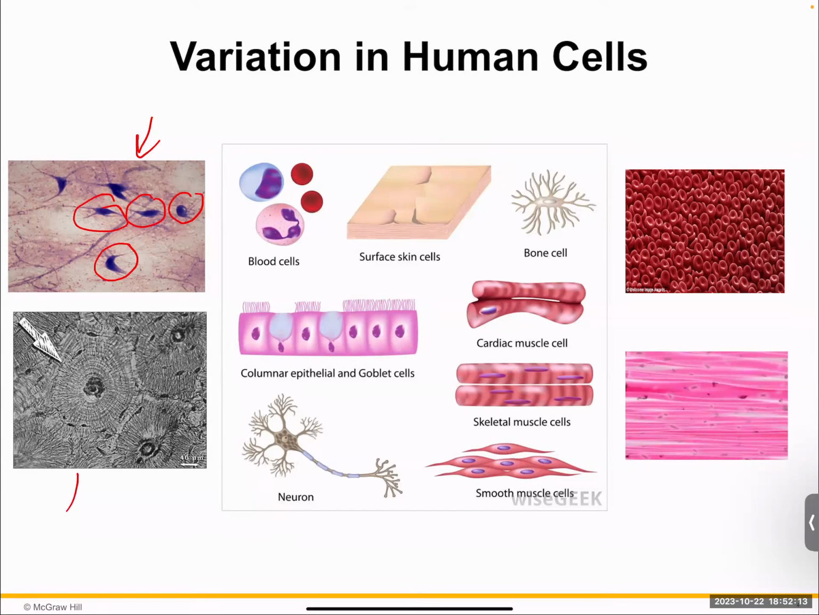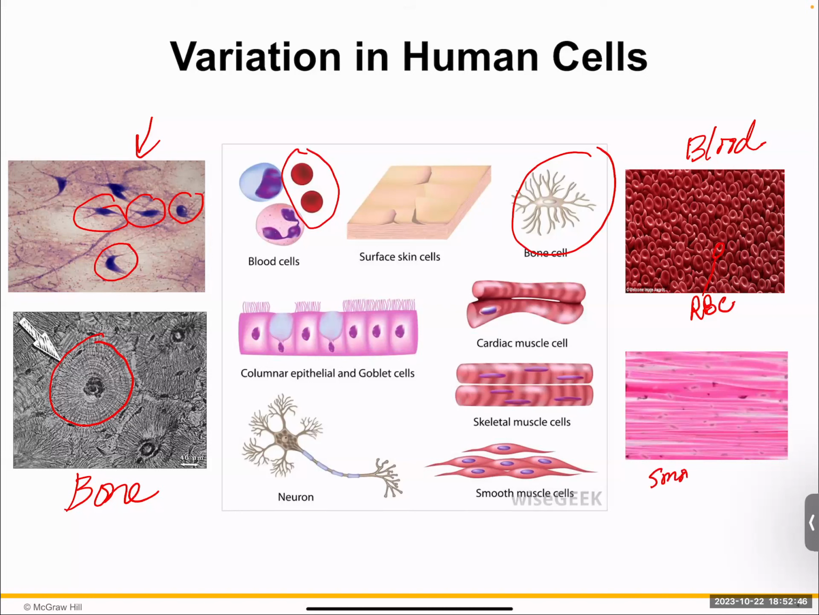The second image is a depiction of a bone, more specifically compact bone, also demonstrated right here. These circular structures that you see are called osteons, and basically the bone cells are responsible for maintaining these structures. This one is your blood, which is kind of easy to identify. All of these little circles would be your red blood cells, which is depicted right here. And then this last one is a category of muscle, more specifically a smooth muscle, which is depicted right here.